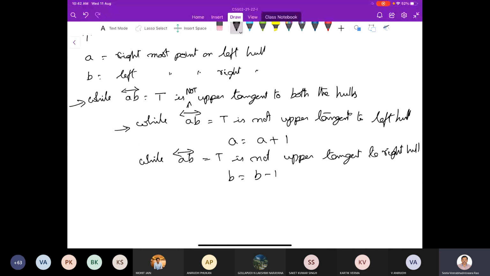The plus gives the next one, and here minus gives the previous one in the order of the vertices. We are assuming that the points are given in counterclockwise order. Is that clear? Sir, I have a question. Yeah. How do we know this will always terminate?